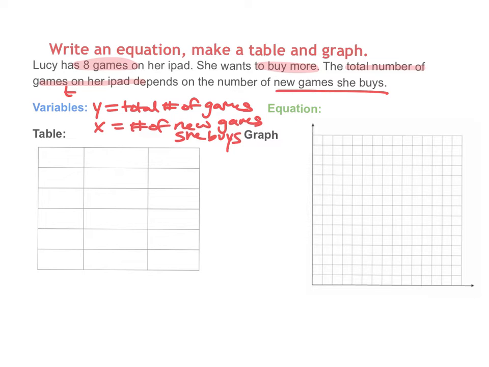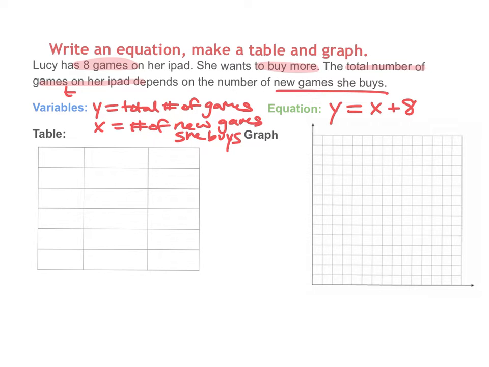Bear with my writing. I said it, so hopefully you can read it. Rewind. So what would that look like then? Okay, so how many games she has is, well, the number of games she buys plus the 8 she already has. So this is an additive relationship between what she buys and what she will have.